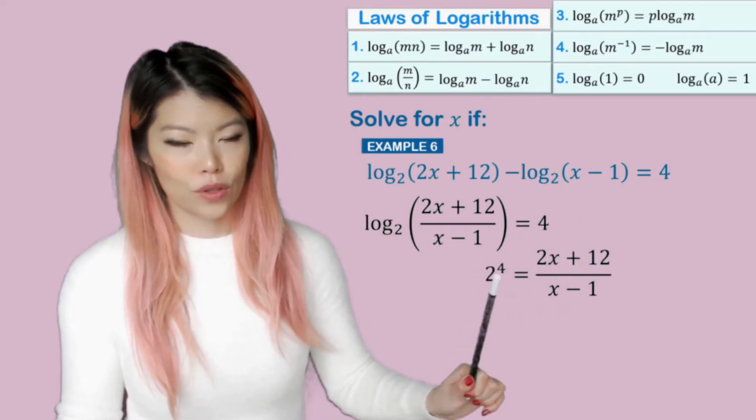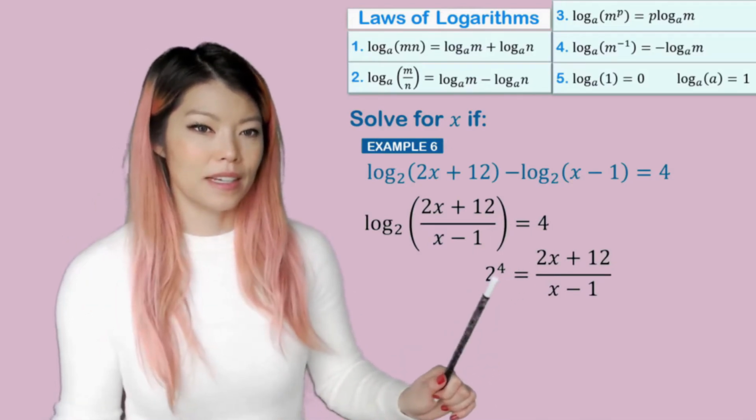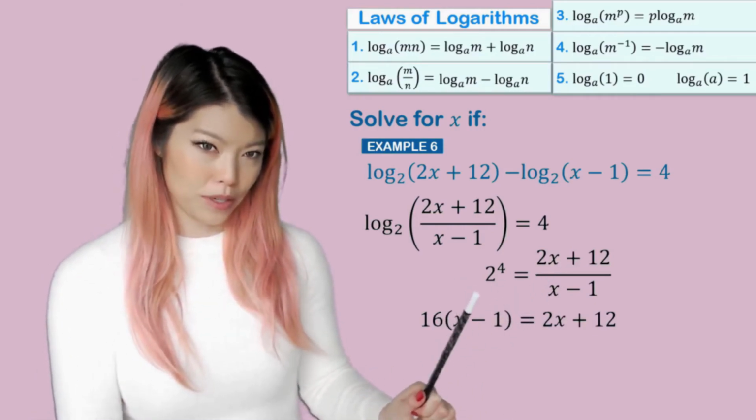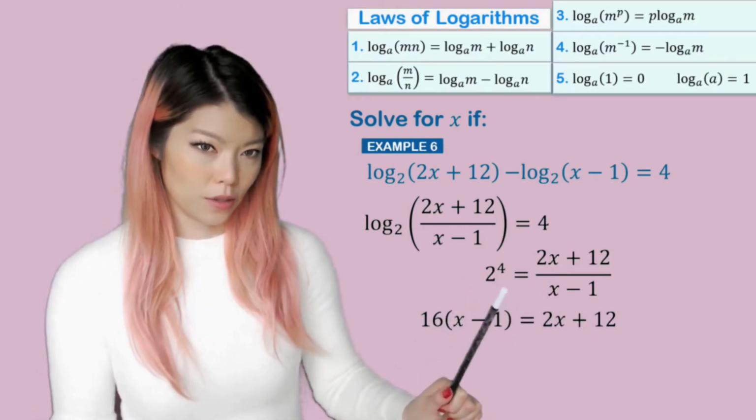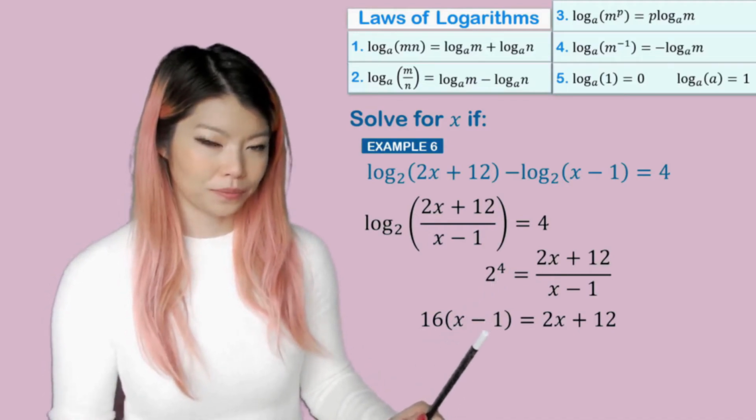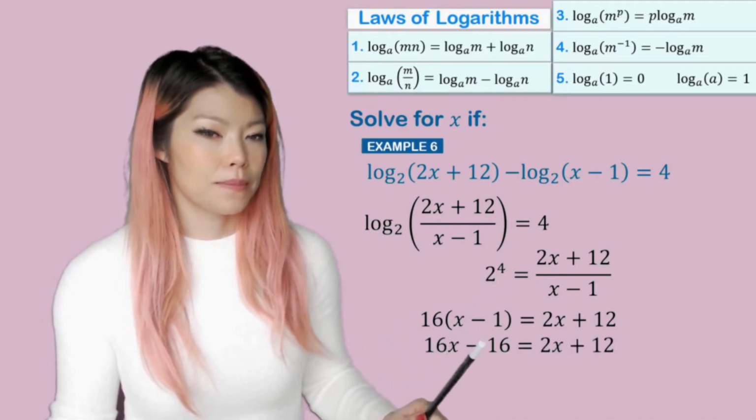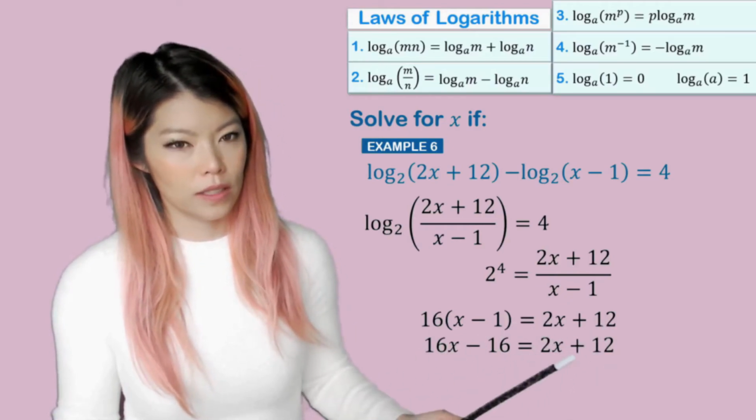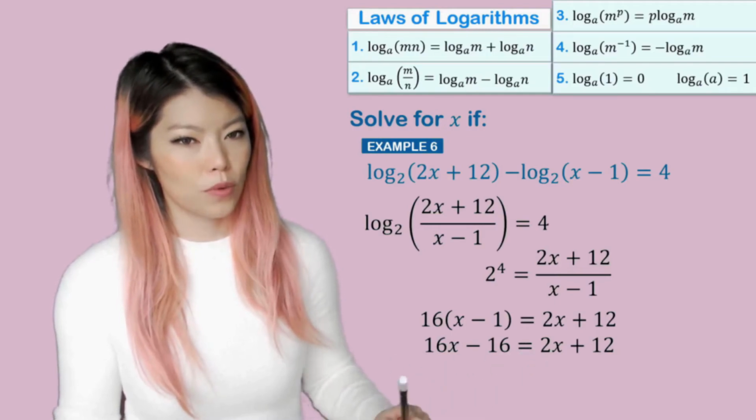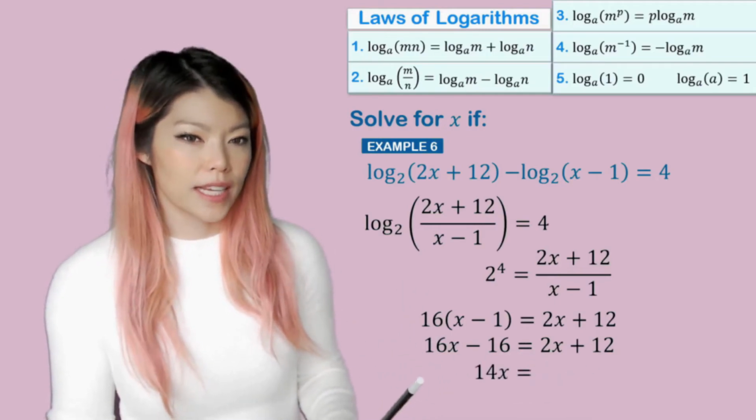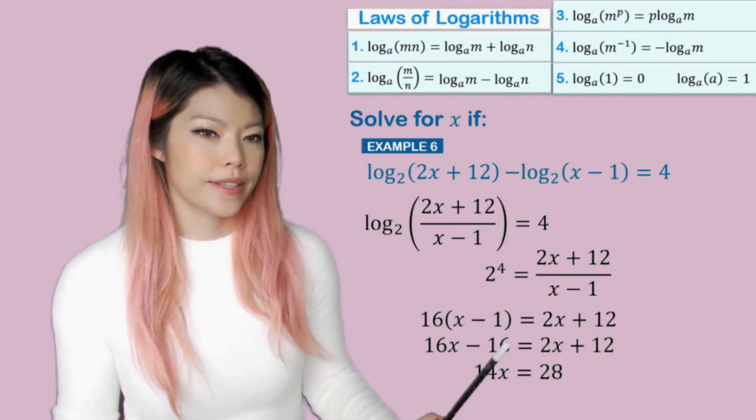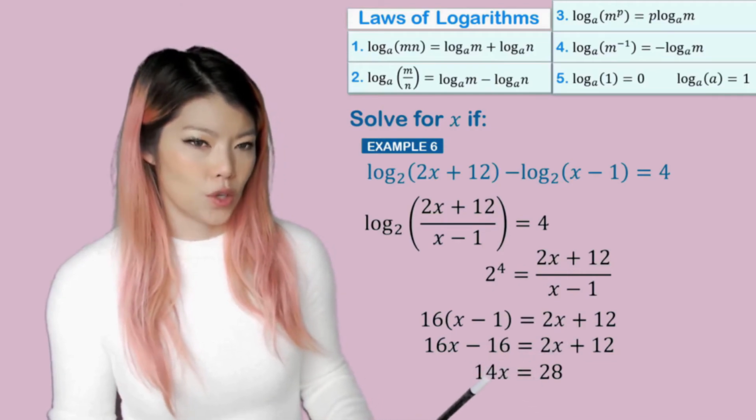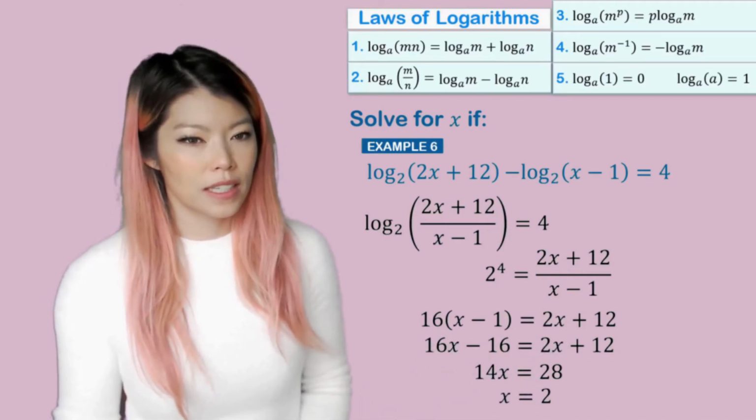2 to the 4 is 2, 4, 8, 16. So 16, and bring the x minus 1, multiply both sides by x minus 1. So 16 times (x minus 1). Expand: 16x minus 16 equals 2x plus 12. Subtract from the smaller x, so subtract 2x from both sides. We have 14x, and then adding 16 on both sides, 12 plus 16 is 28. So x is equal to 28 divided by 14, which is 2.